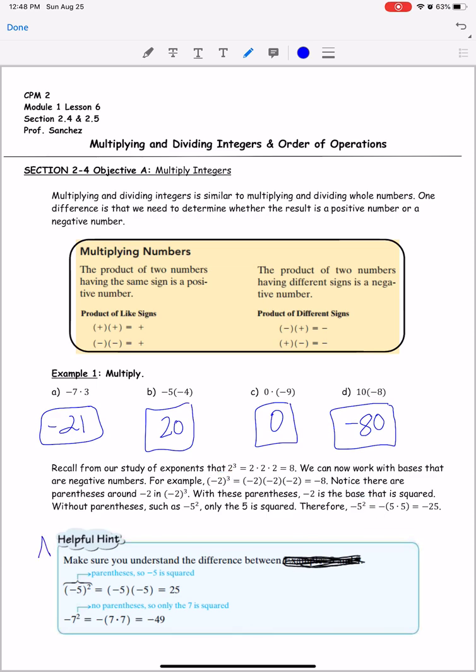So this helpful hint wants you to make sure that you understand the difference between parentheses with a negative and no parentheses with a negative. When you have negative 5 in parentheses, that negative is included in the base. So that's why it became negative 5 times negative 5. And now we know that like signs are always going to be positive. So negative 5 times negative 5 is a positive 25.